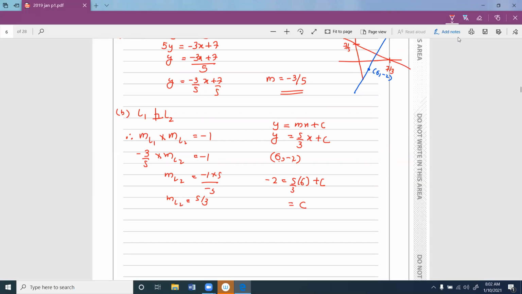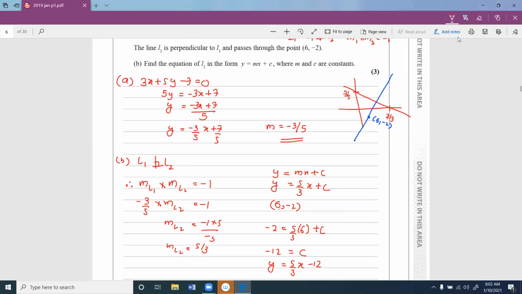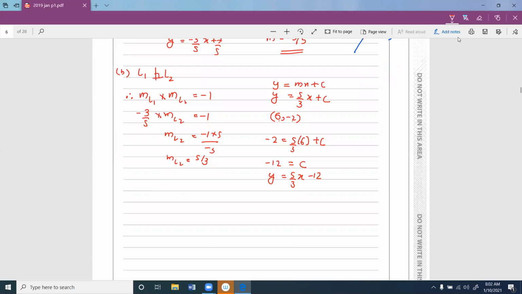30 divided by 3 is 10, minus 10, it's minus 12. So you can say y equals 5 over 3 x minus 12 would be the answer. Let's see what format they want. They want the format y equals mx plus c. So this is the answer for this.